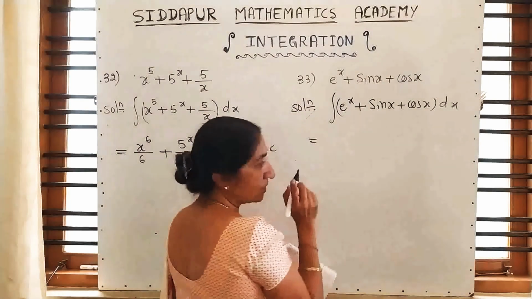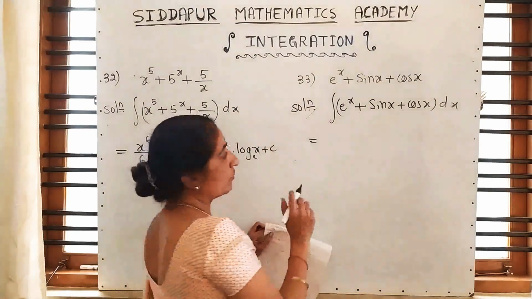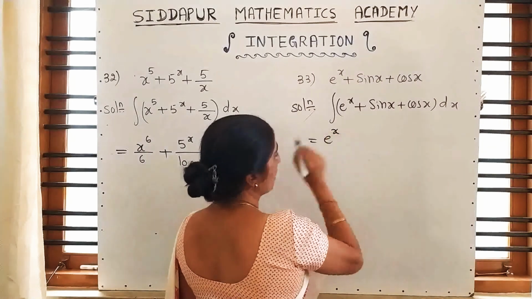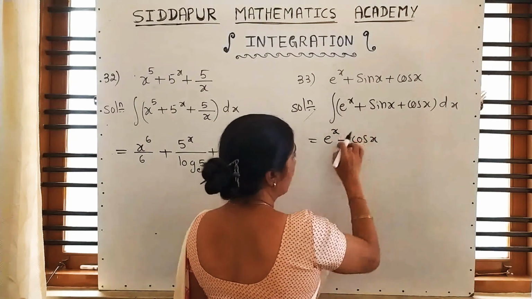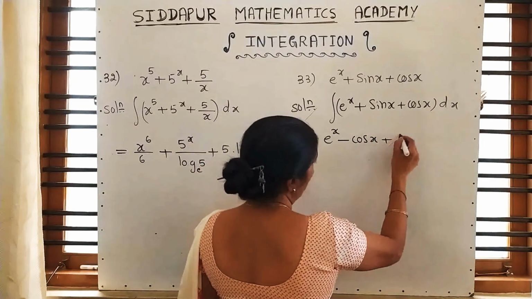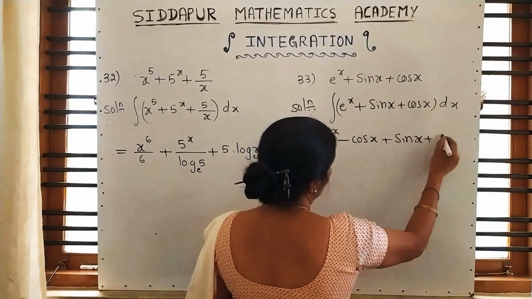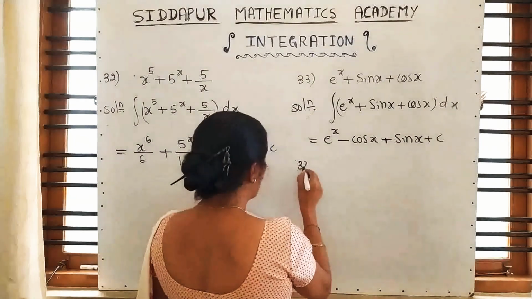See that formula list. You have the formula list with you or what? What is the integration of e raised to x? E raised to x. Integration of sin x is minus. That's why directly I wrote minus cos x. Integration of cos x is sin x. And plus c. Question number 34.